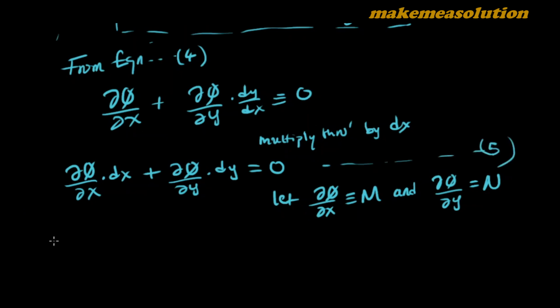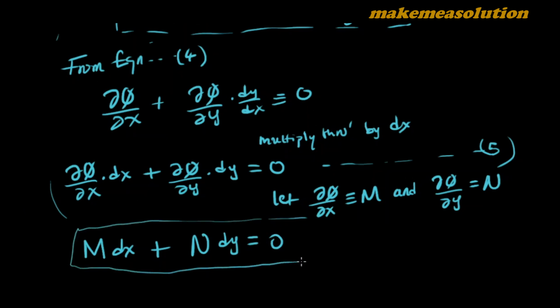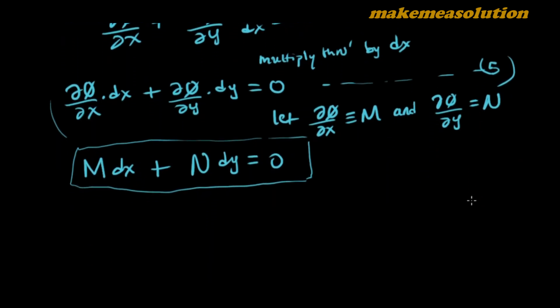What will happen then? In place of del phi del x, we'll have M dx plus, in place of del phi del y, N dy is equal to 0. Now this is the form of exact equations that you normally see in your textbooks, right? So now you know where we are coming from. Anytime we say M, you'll be wondering what exactly is M. M is the partial derivative of our multivariable function with respect to x, and N is the partial derivative of the multivariable function with respect to y.